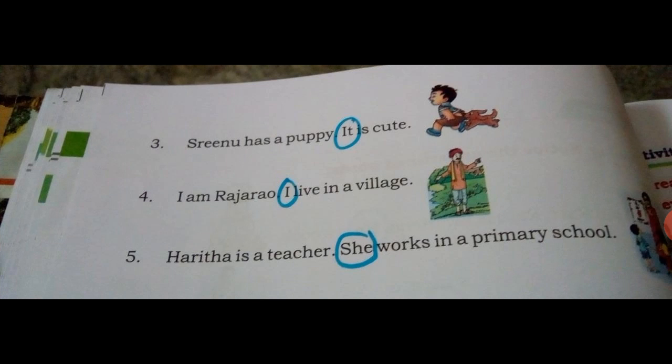Next, Harita is a teacher. She works in a primary school. So what is the personal pronoun here? She. So circle the word she. So one more time, I, he, she and it are called personal pronouns. Remember it.